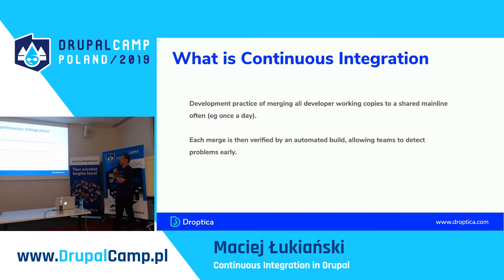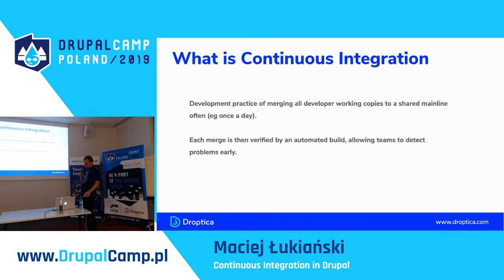Okay, so what is continuous integration? There is a definition, more or less, which I adjusted a little bit. It's a development practice of merging all developer working copies into a shared main line often, for example, once a day. Each merge is then verified by an automated build, allowing teams to detect problems early. This is more or less the definition of continuous integration. I'm going to show you how it works in practice.